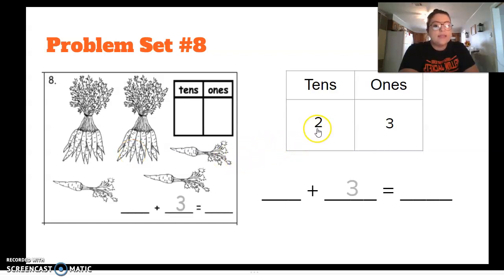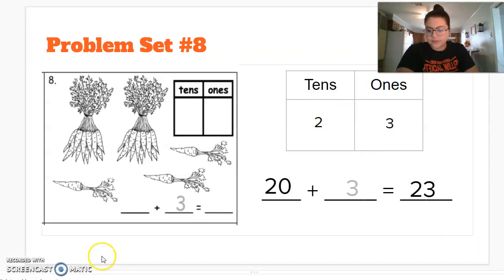How many tens, or what is the value of 2 tens? You have 2 tens. You have 10, 20. So 20. 20 plus 3 equals what? 23. Well, let's go back and check. Let's count. 10, 20, 21, 22, 23. 23. Now, if we converted this place value chart into a number, we would have 23.